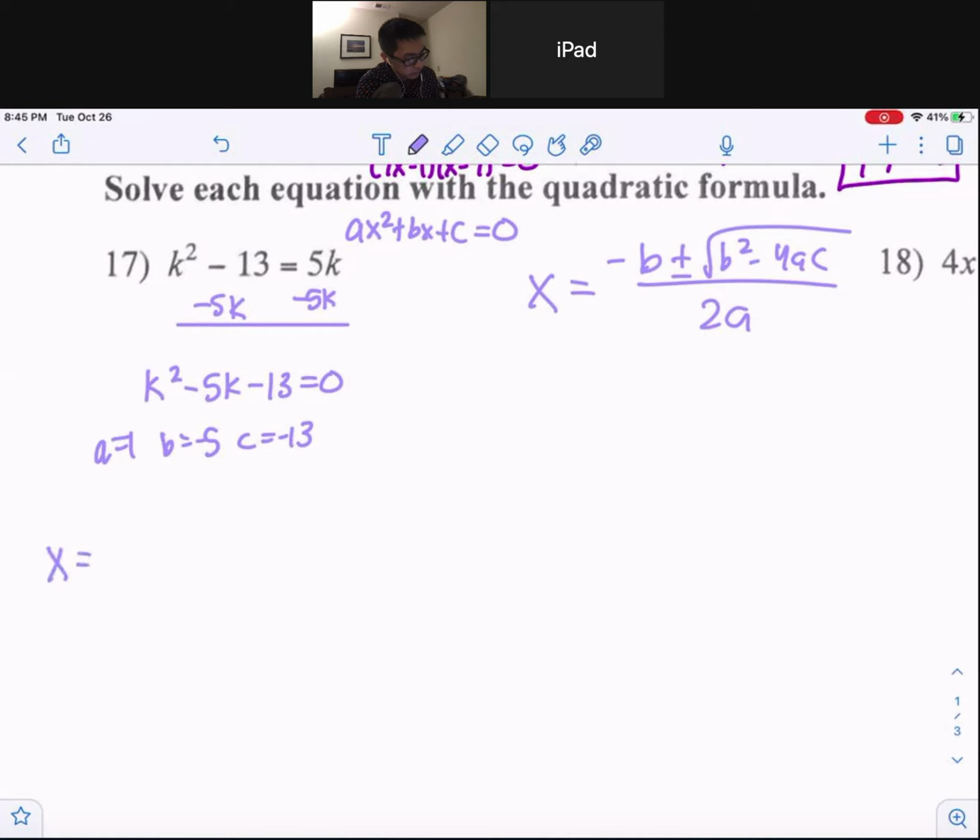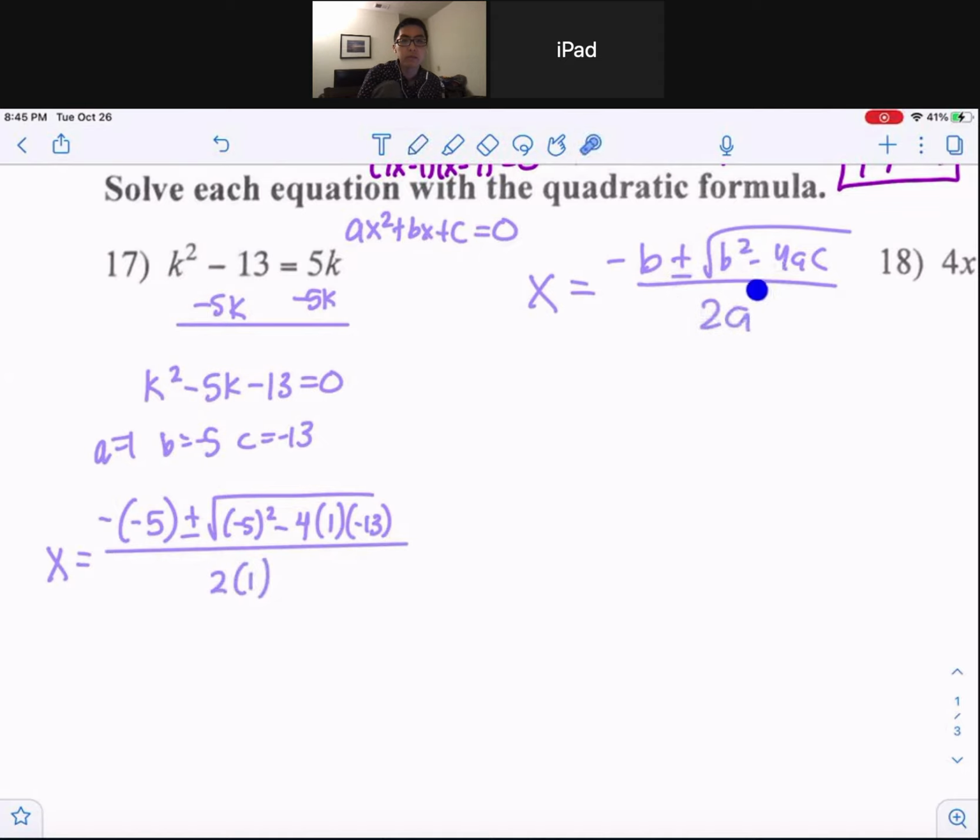x equals, follow the formula, negative of b is negative 5, plus or minus the square root of b squared, which is negative 5 to the second, minus 4 times your a, which is 1, times your c, which is negative 13, all over 2 times a, which is 2 times 1. I literally plugged in all the b's, a's, and c's into this formula right here.